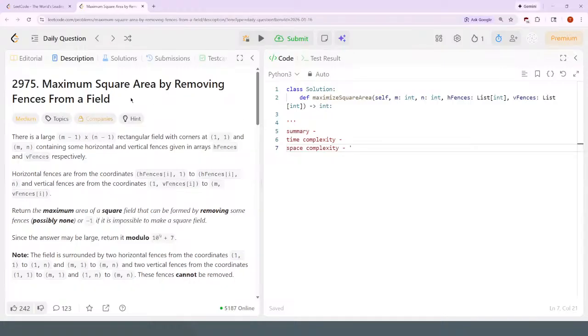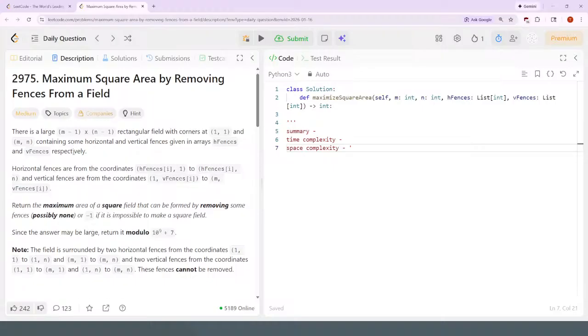It's a medium today. Maximum square area by removing fences from a field. There is a large m-1 by n-1 rectangular field with corners at 1, 1 and m, n containing some horizontal and vertical fences given in arrays hFences and vFences respectively. Okay, this is very similar to yesterday's.